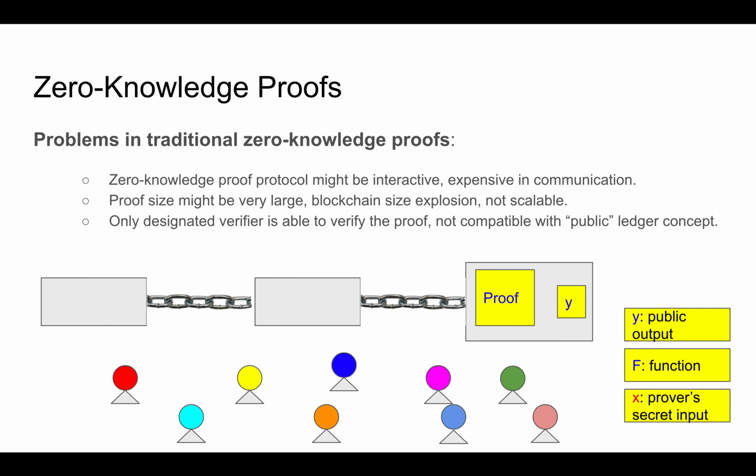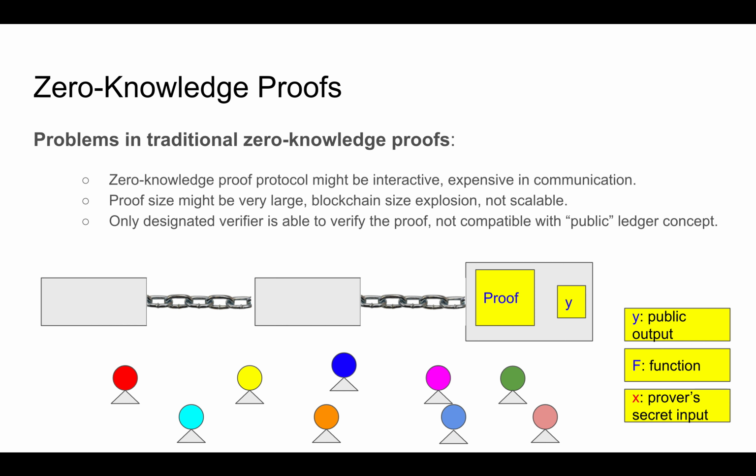While we found zero-knowledge proofs can be applied in this way in a blockchain system, we found a more advanced zero-knowledge proof with more requirements is needed. Actually, there are problems in traditional zero-knowledge proofs. The first problem is that most zero-knowledge proofs are interactive protocols. The prover has to prove something after many rounds of communication with the verifier. This is very expensive for communication bandwidth, especially in distributed settings like blockchain.